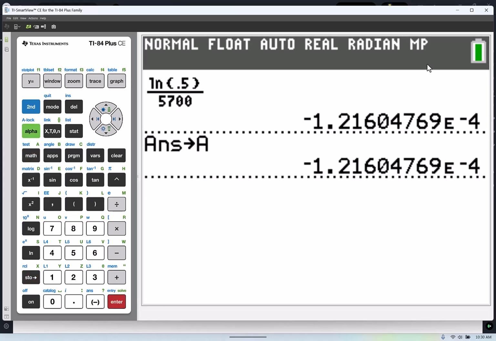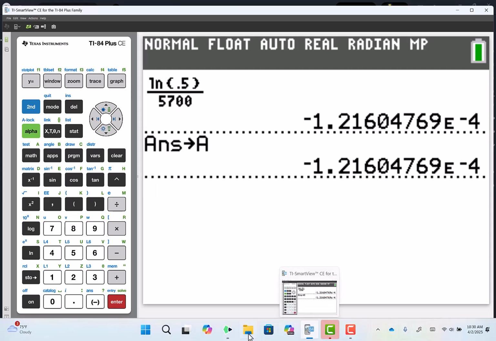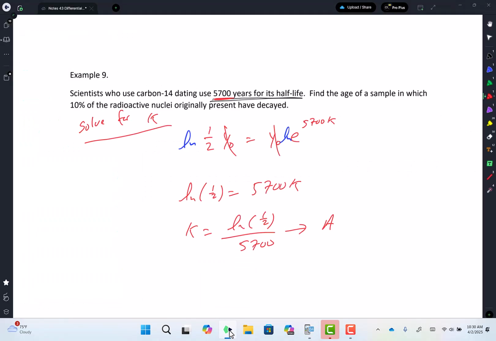Don't get tricked. That is not negative 1.21. Guys, there's 3 zeros in front of that 1. It's negative 0.000121. That's what it is. All right. So I'll put it in the notes just in case. Negative 0.000121. That's what it is, guys.